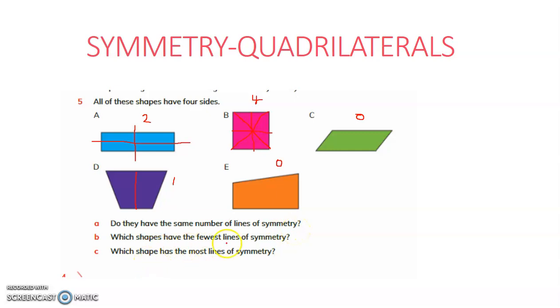No. Which shape has the fewest lines of symmetry? This parallelogram as well as this quadrilateral have no lines of symmetry, so they have the fewest lines of symmetry. Which shape has the most lines of symmetry? You can see that a square has the most lines of symmetry. So I hope this is clear.